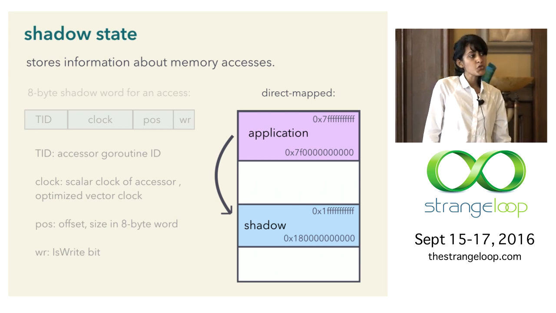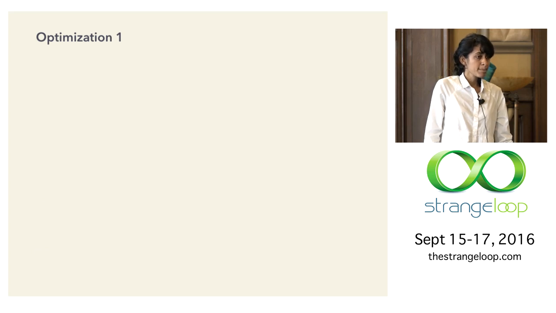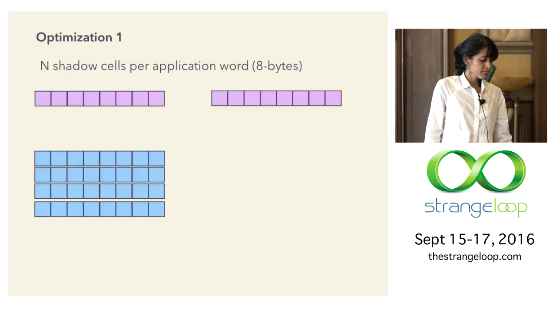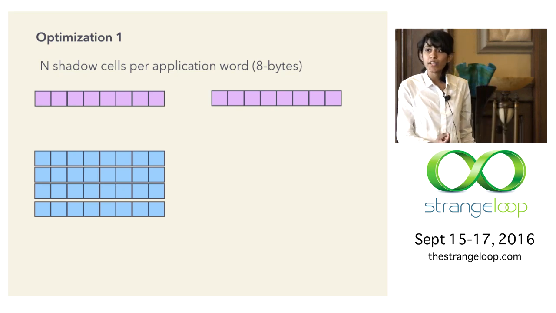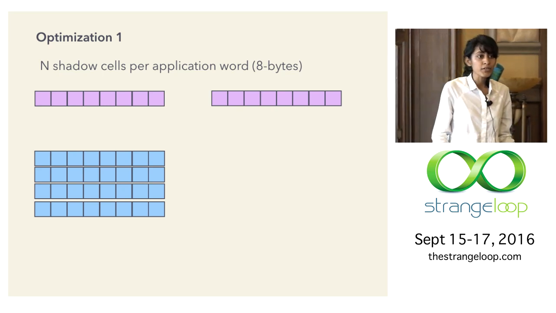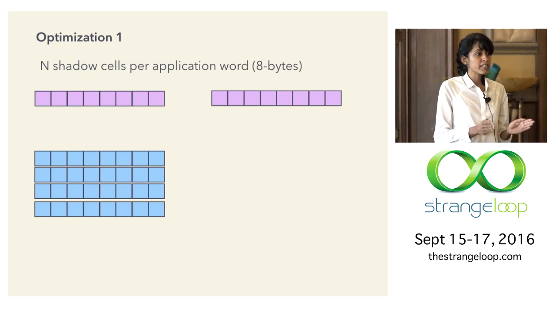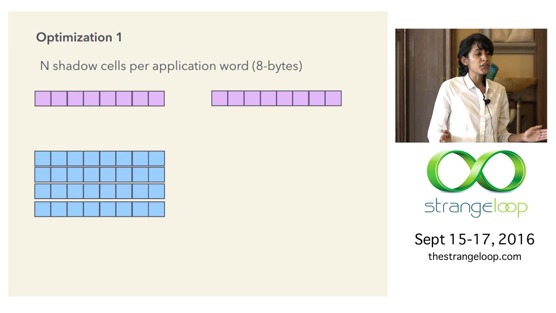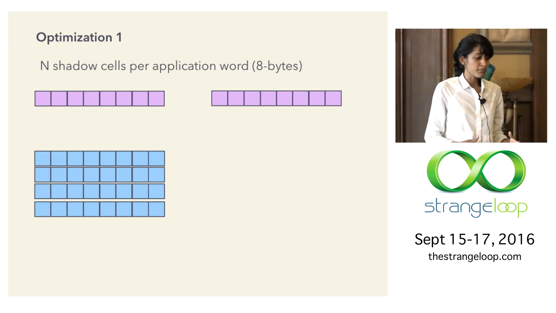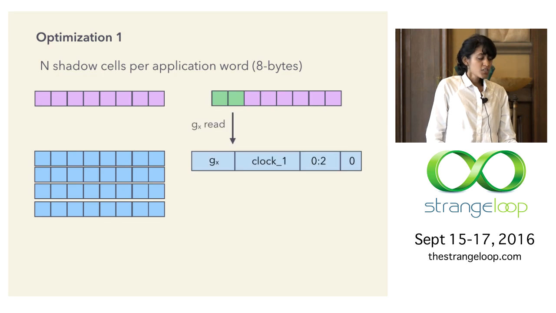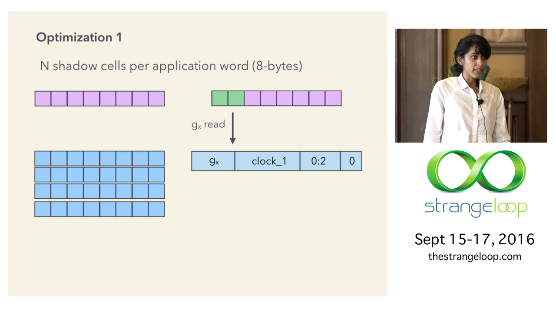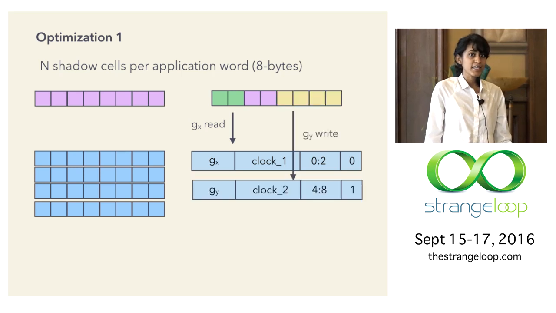Now, TSAN performs 2 optimizations to the shadow state. The first is, rather than storing 1 per memory access, because that would just consume a lot of memory, it stores a fixed number of shadow cells. In the current implementation, it's 4, for a region of memory. Let's just see how that works. So if there is a read to the first 2 bytes of an application's word, this is the shadow word created. Now, if another Go routine comes along and writes to the last 4 bytes, this is the next shadow word created. Does this make sense? Cool.